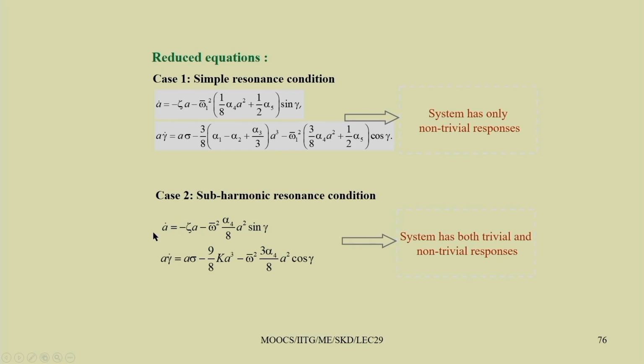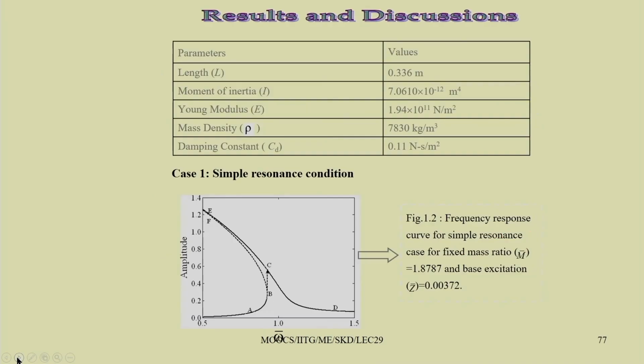So, put a dash a dot equal to 0, by taking a common. So, this becomes minus zeta minus omega bar square alpha 4 by 8 a sin gamma. So, either a will be 0 or this part will be equal to 0. As a equal to 0 is a solution, a trivial state is present in this system. Also, in addition to that, we have the non-trivial state. Trivial state means a equal to 0, that is, the amplitude becomes 0.